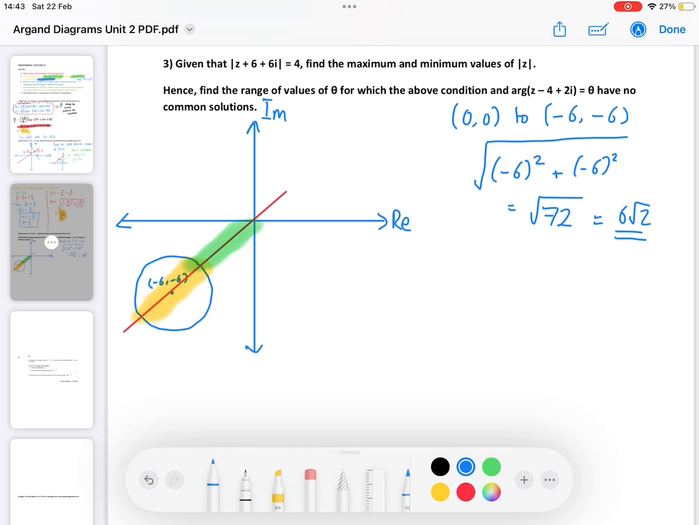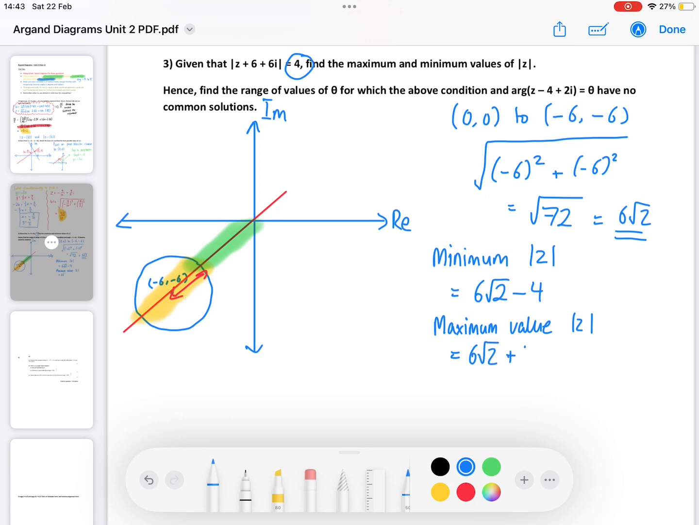And therefore, the minimum value of the modulus of z is going to be that distance minus the radius, because that is the distance from here to here. So it's 6 root 2. The radius was 4, so it's 6 root 2 minus 4. And then for the maximum value of mod z, it is going to be 6 root 2 plus 4. So those are our answers to the first part of the question.